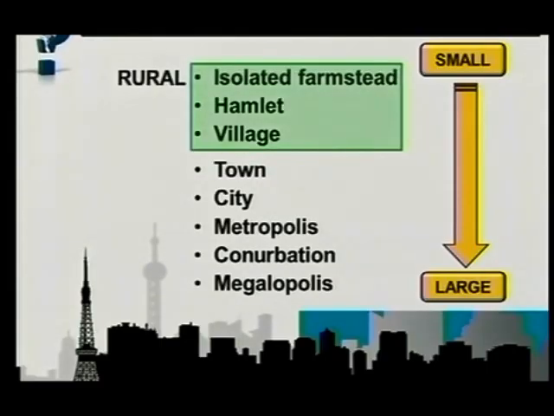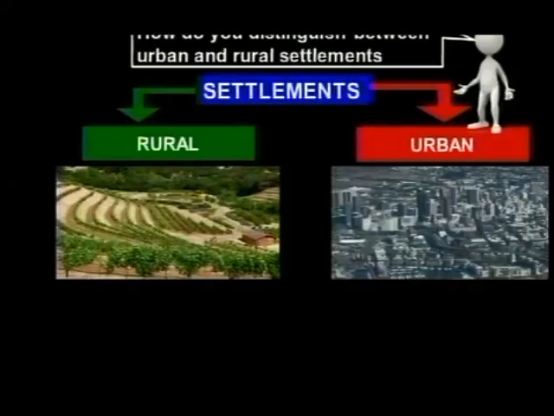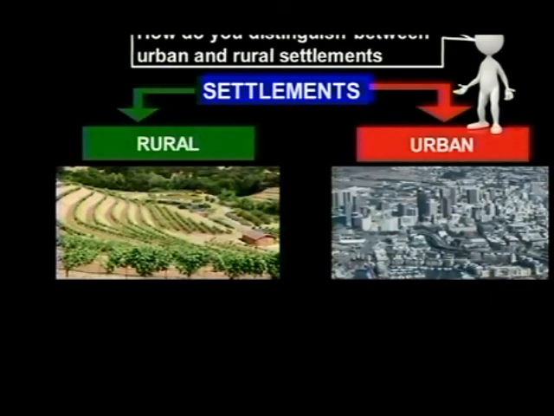Okay, now, your settlements can be classified into either rural or urban. Your rural settlements would be your isolated farmstead, your hamlet, your village, and the urban ones would be the town, city, metropolis, conurbation, and megalopolis. So people, please, you must be able to classify them into rural and urban settlements. Now, immediately the question arises, but how do we distinguish between urban and rural settlements?